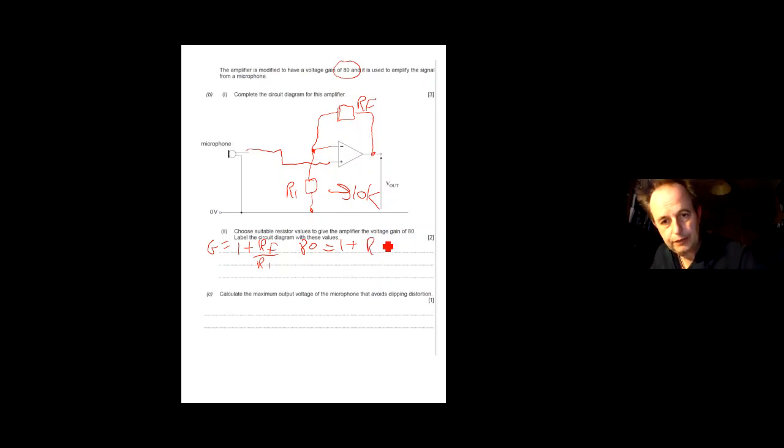So what we've got is RF, and that is divided by the 10K. So just rearrange that, take the 1 over. So you've got 79. Okay, and then 10K will come up, which will give you 79K.